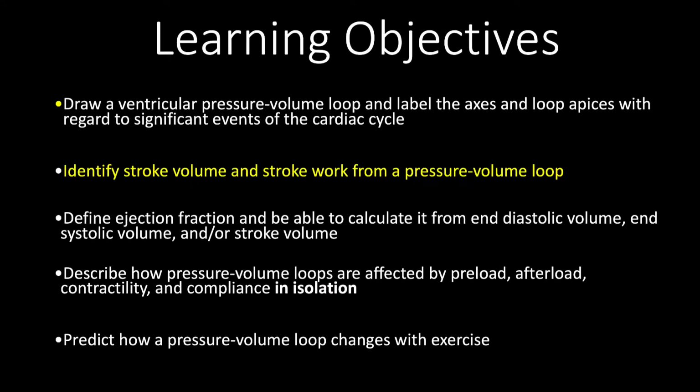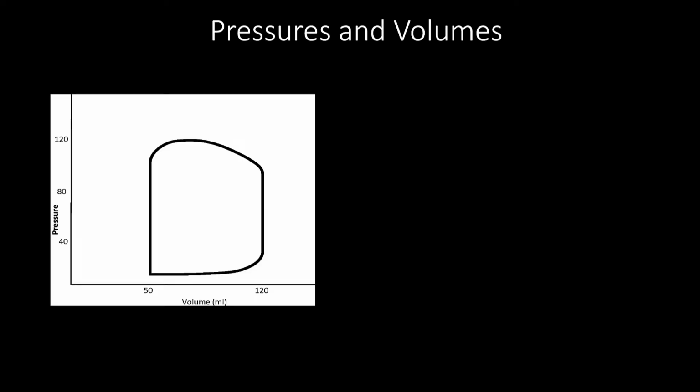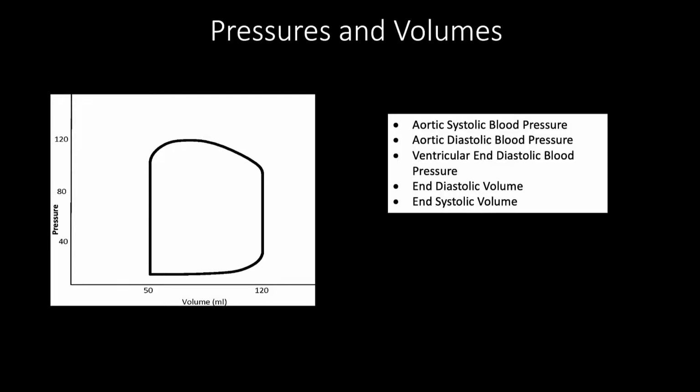Let's go on to the next learning objective, which is identifying stroke volume and stroke work from a pressure volume loop. In order to identify stroke volume and stroke work, we need to know where different volumes are in the pressure volume loop and where different pressures are on the volume loop. Let's start with these pressures and then volumes.